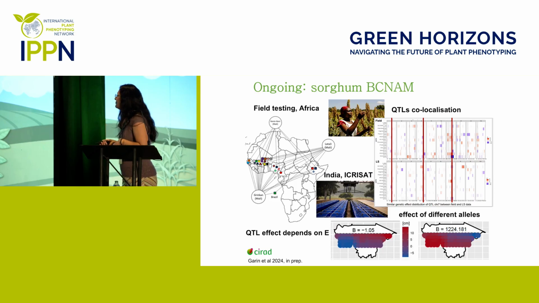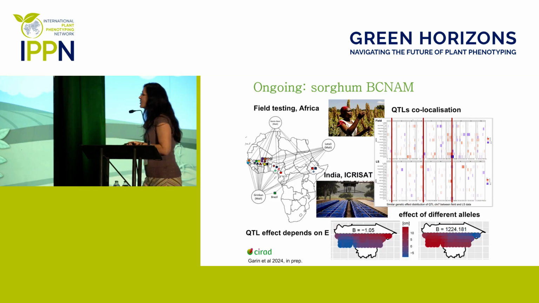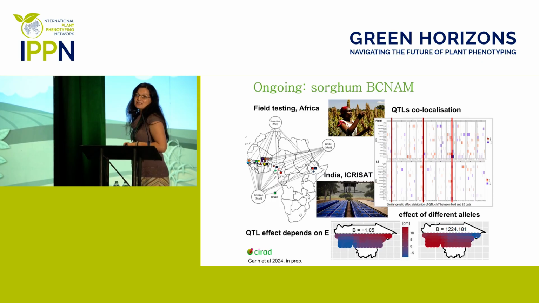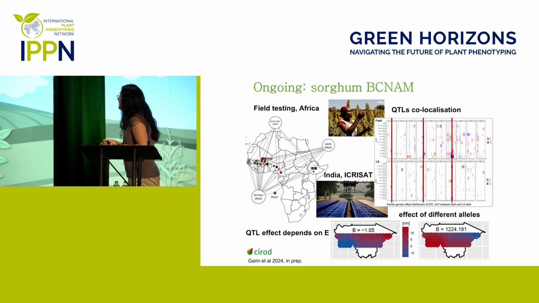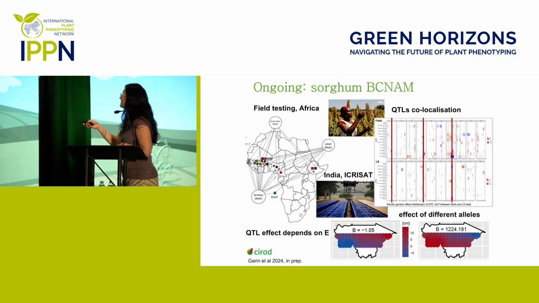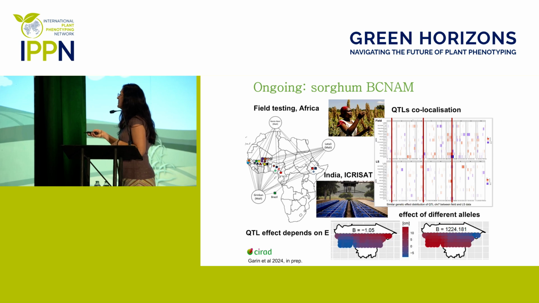And now our beloved phenotyping, sorghum BCNAM, 5,000 lines generated to enhance production across the African continent. So what we did, the only thing which we can do at the moment, we screened them in the field in multi-location trials. We imported them to ICRISAT in India.